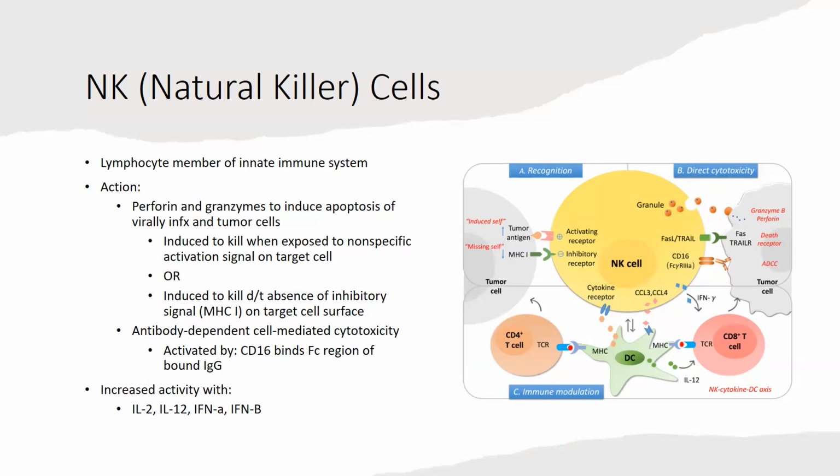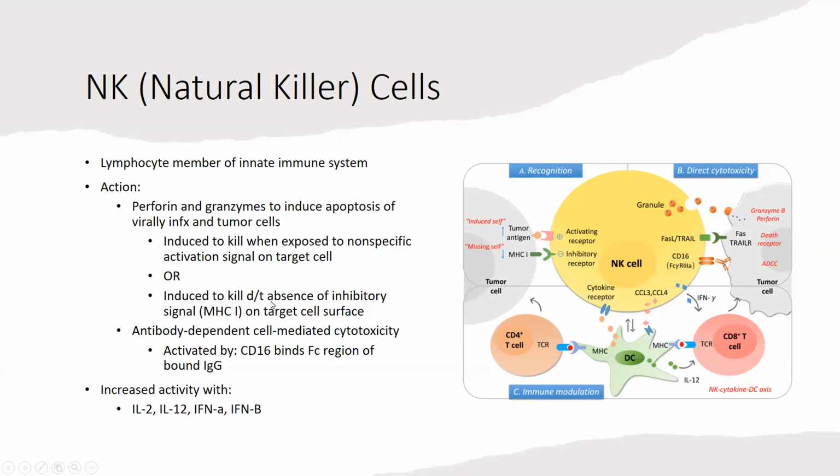So that's different. Its action: it has porphyrin, which you could think about as a pore that can jab into a cell, and then it releases granzymes that break down the cell. It'll induce programmed cell death, apoptosis, specifically for cells that are virally infected or tumor cells. It will be induced to kill when there's a non-specific activation on the target cell. So when the cell itself is targeted, macrophages can do this, opsonization via antibodies can do this. When the cell is targeted as being infected or having a tumor growing, that's when a natural killer cell will then be able to identify it and utilize its porphyrin and granzymes.